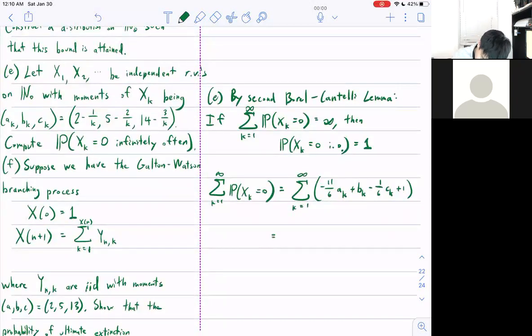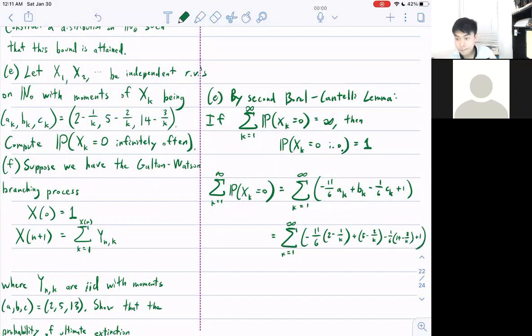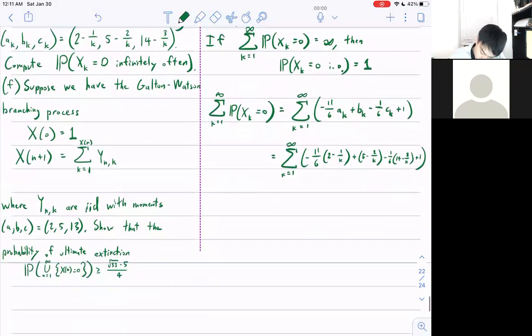And then when we plug in those actual values, we get negative 11 over 6 times 2 minus 1 over k, plus 5 minus 2 over k, minus 1 over 6 times 14 minus 3 over k, plus 1. And when you simplify all this, you get 1/3.